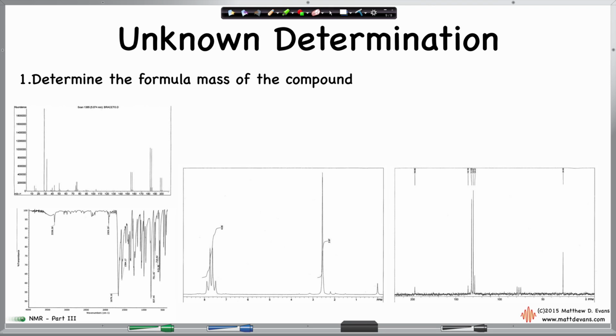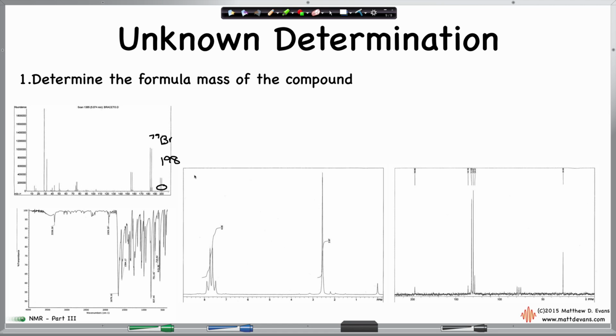So the first step is always to determine the formula mass of the compound. If it's not already stated, here's the mass spectrum. And the first thing that catches my attention right away is that there's a bromine atom in this. This is the characteristic pattern for bromine in the mass spectrum. I'm just going to go ahead and try to figure out what that formula mass is. It's 2, 4, 6, 8. And that's 198 for bromine 79 specifically. Or I could bump this formula mass up to 200 and use the other isotope of bromine. But anyways, bromine 79, 198.